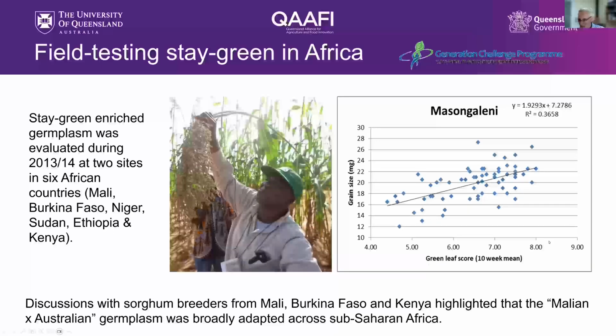And you can see a green leaf score on the x-axis against grain size on the y, and a positive correlation there. And discussions with sorghum breeders from Mali and Burkina Faso and Kenya highlighted that this Malian times Australian germplasm was broadly adapted across sub-Saharan Africa.